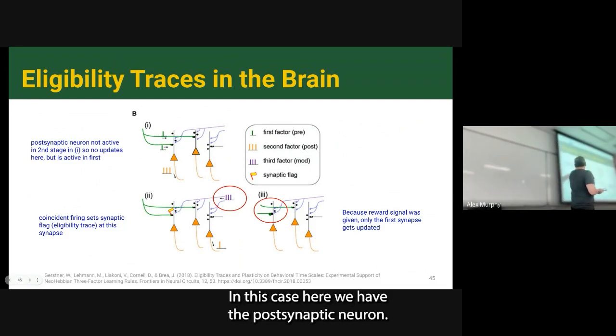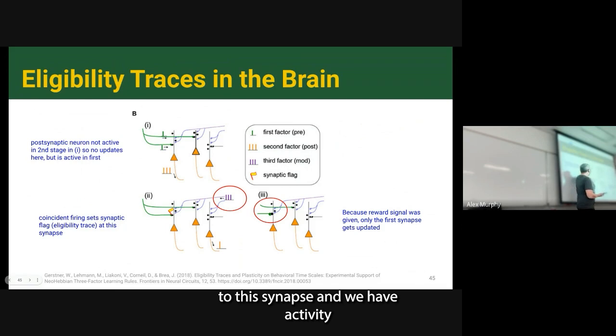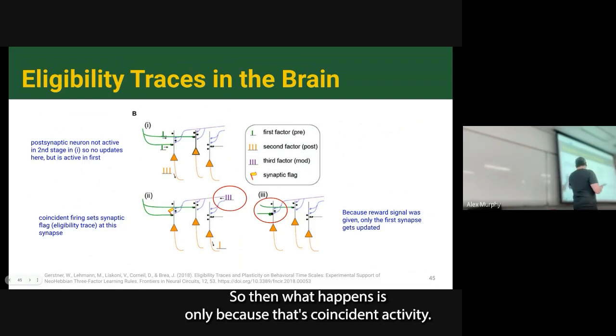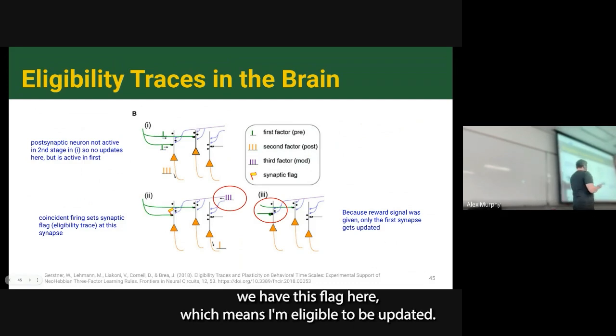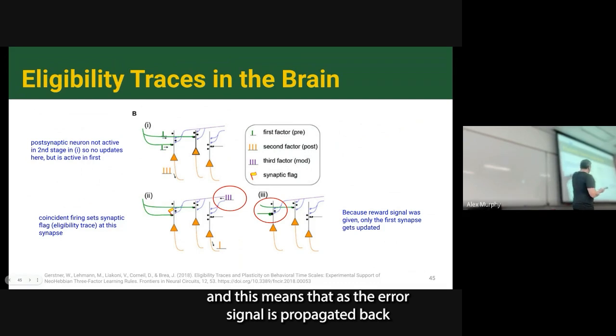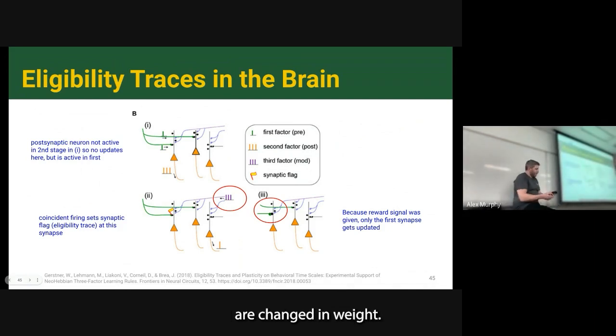In this case here, we have the postsynaptic neuron. So remember, green is always what's going on in the presynaptic neuron, and orange is the second factor here, the postsynaptic neuron. So we have connections here, and we also have firing here. Then this signal propagates forward to this neuron here. So this is a synapse, this is another synapse. We have activity in the first synapse, but then there's no activity in this one. So then what happens is, only because there's coincident activity propagating forward, we have this flag here, which means I am eligible to be updated if a reward signal will arrive. And then later on, we have this reward signal. And this means that as the error signal is propagated back, only the neurons that were tagged as eligible to be updated are changed in weight.